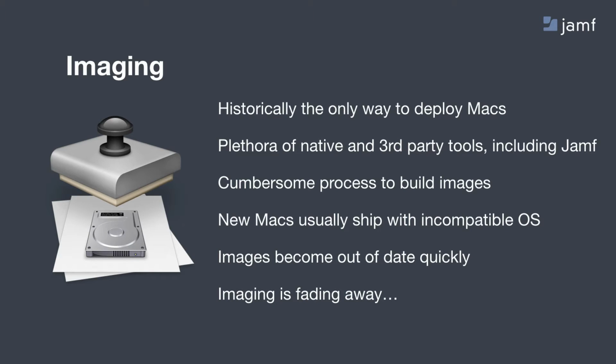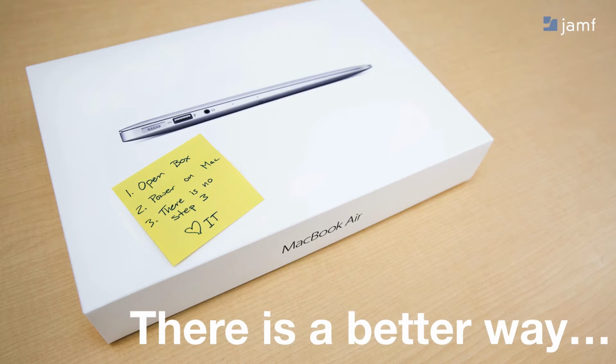That's why we believe imaging is fading away. In fact, there's some changes coming to the file system soon that could potentially change imaging forever too. So, what's replacing imaging? Well, we believe that there is a better way here. And this is actually how we hand out Macs to new employees here at Jamf. Three simple steps. First, open up the box. Second, power it on. And third, there is really no step three. So let's follow these steps, if you will.